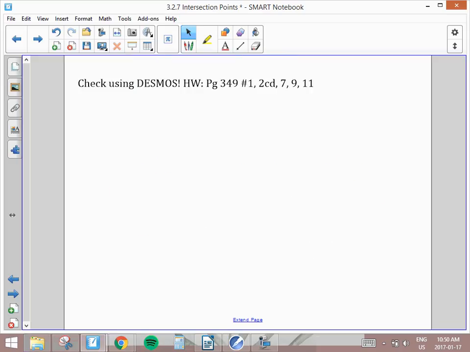For your homework tonight, take a look at page 349, number 1, 2, just C and D, 7, 9, and 11. And I want you to try to check your work using the Desmos app on your iPad. You will get to use your own iPad on the EQAO, and you will be able to use the Desmos app. So practice today, play around with that. Good luck.